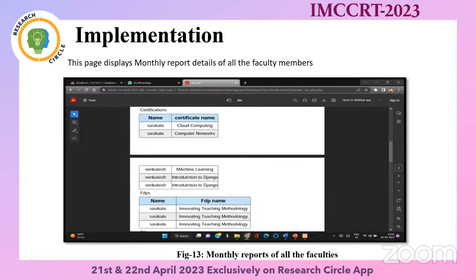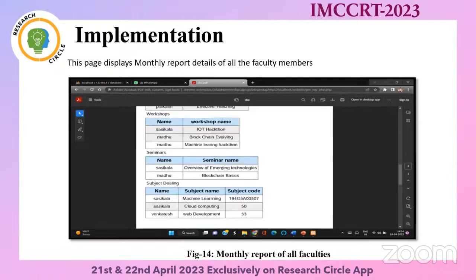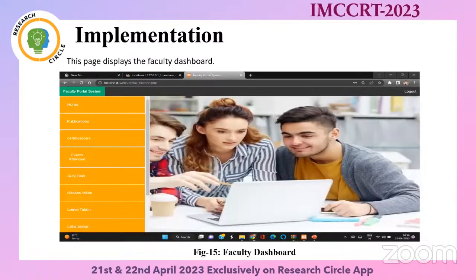Suppose he has certifications. If you see the certifications, there are two different faculty members, one is Venkatesh, another one is Ishkala. These are the certifications they have done, workshops, seminars. Suppose you log in with the faculty credentials.